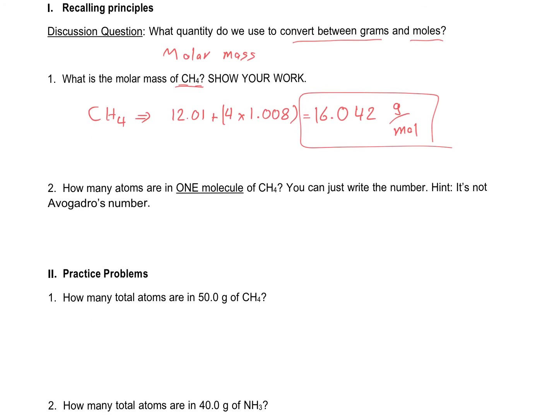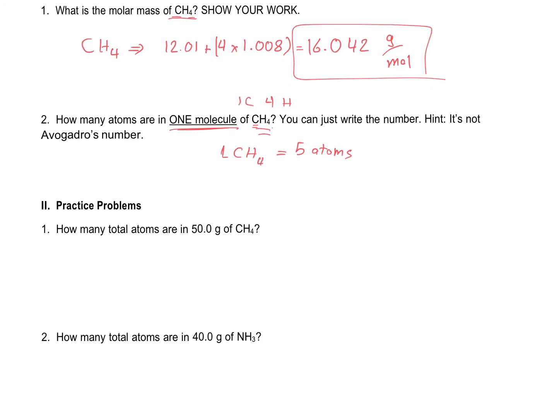Okay, so the other question is, how many atoms are in one molecule of CH4? We have only one CH4. How many total atoms do we have? Well, how many hydrogen do we have in CH4? We have 4 hydrogen. And how many carbons do we have? We have 1 carbon. So how many total atoms do we have? We have 5 atoms, right? So for one CH4, we have 5 atoms: 1 carbon and 4 hydrogen.